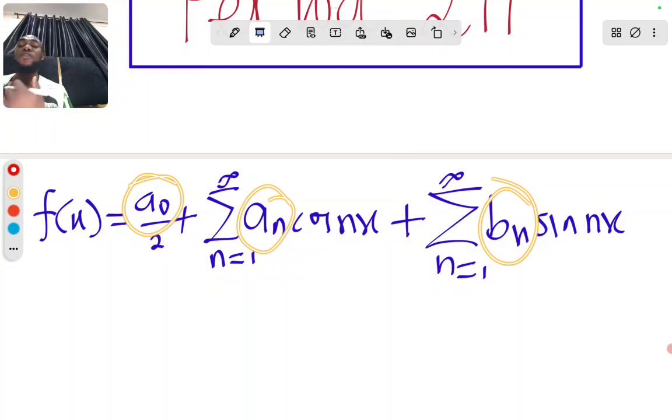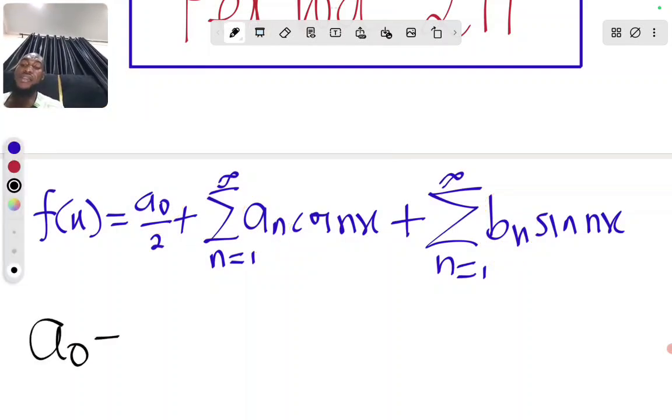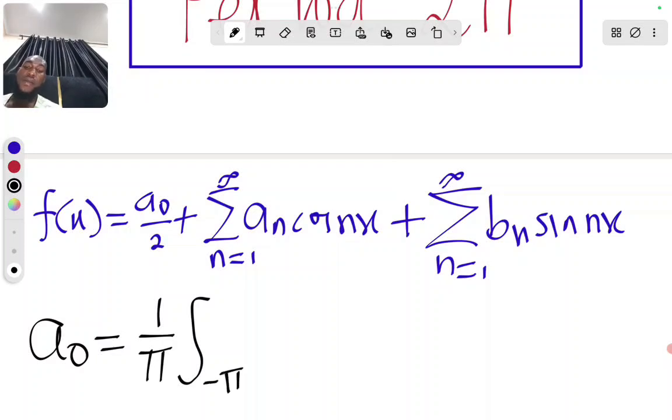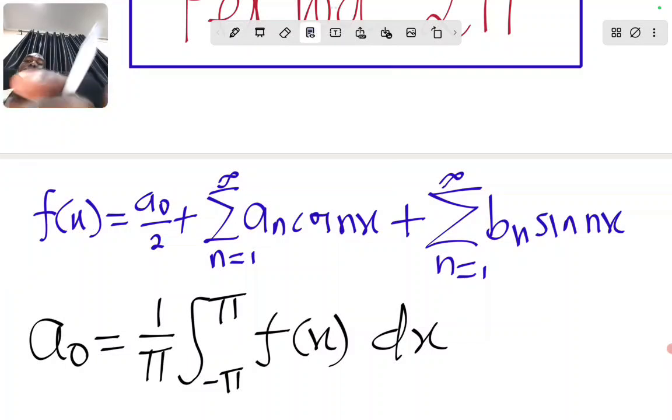Now, what is the value of a naught? What is the value of an? And what is the value of bn? Our a naught is giving us 1 upon pi, the integral of minus pi to pi, the given function that will be given to find, which is f of x dx.